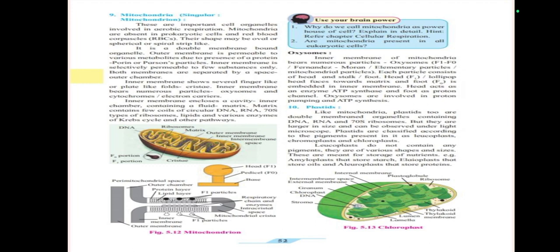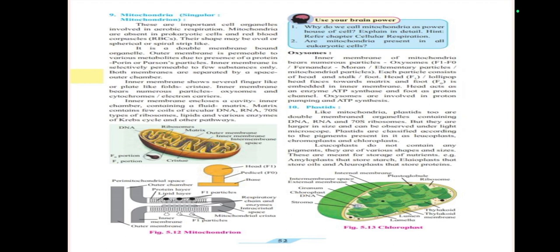The inner membrane shows several finger-like or plate-like folds called cristae. The inner membrane bears numerous particles, oxysomes, and cytochromes, which are electron carriers. The inner membrane encloses a cavity, the inner chamber, containing a fluid matrix. The matrix contains a few coils of circular DNA and RNA, 70S type of ribosomes, lipids, and various enzymes of Krebs cycle and other pathways. Figure 5.12 Mitochondria.